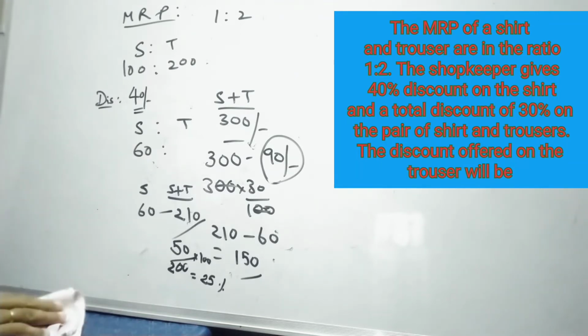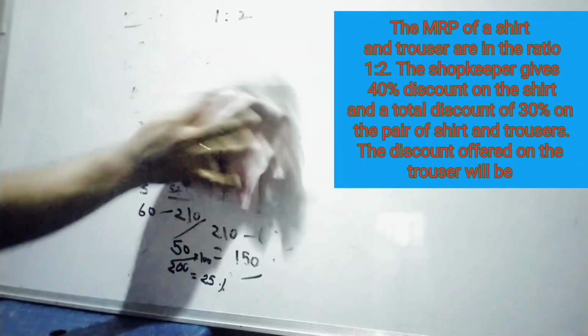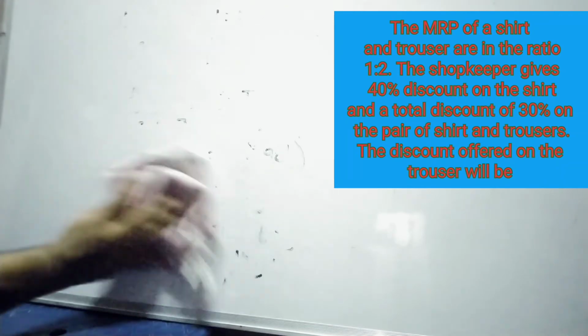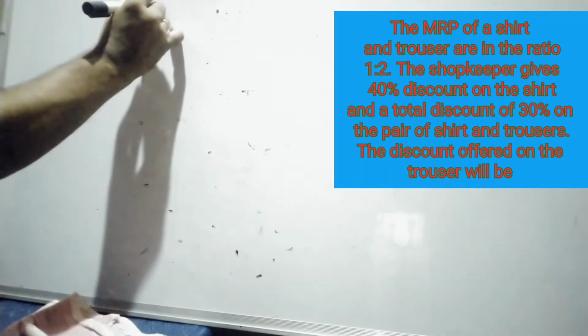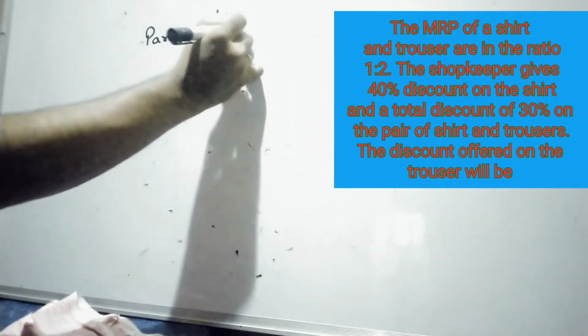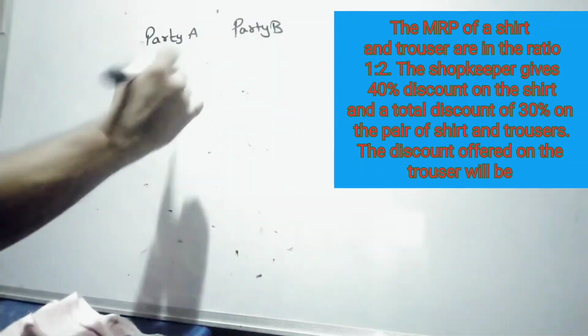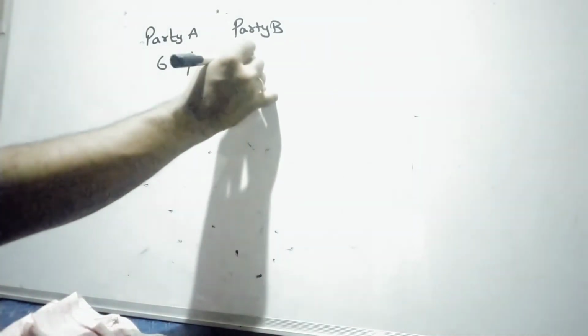Let's see the next one. The question says, in a certain city, 60% of registered voters are party A and the rest are party B. So party A voters and party B. So 60% voters are registered for party A, in the sense that 40% will automatically be registered for party B.